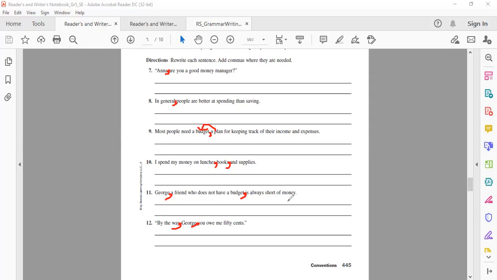Okay, my girls, understood until now? Yes. Any question? Is it easy or hard? What do you think? Easy. Okay. Lemon squeezy.